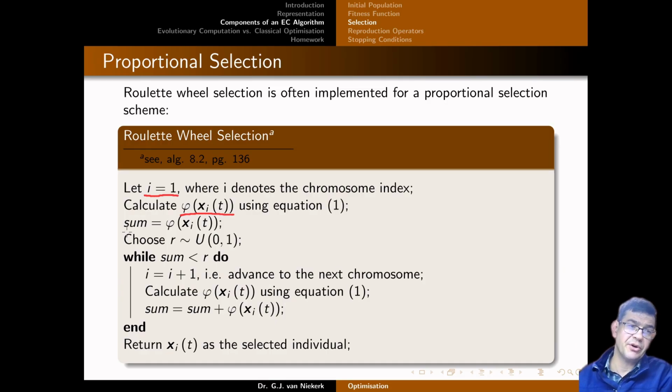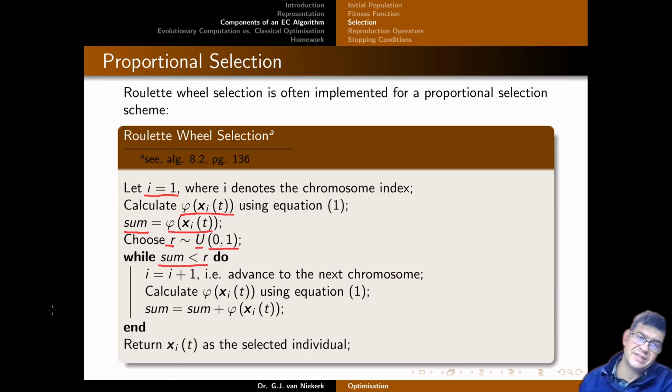Then we have this variable called sum, and we set it equal to that value. Then we choose a random value between 0 and 1, and that must be chosen uniformly. So that's how the whole process starts. You've got your index, you calculate the probability, you have this extra variable sum, and you've got this variable r. Now we go into a while loop, and the while loop says while sum is smaller than r.